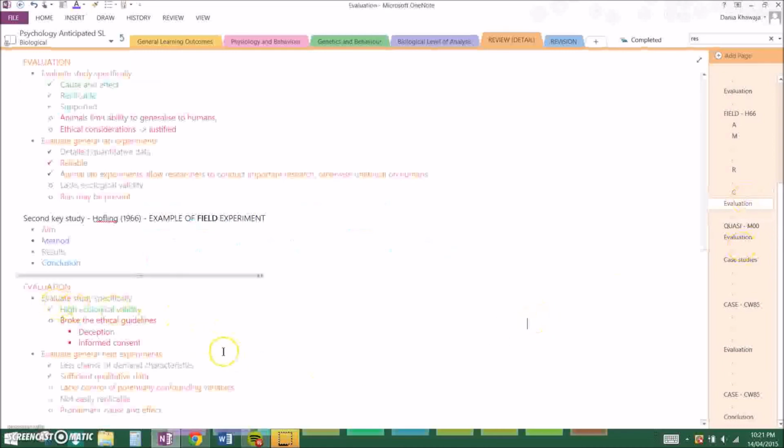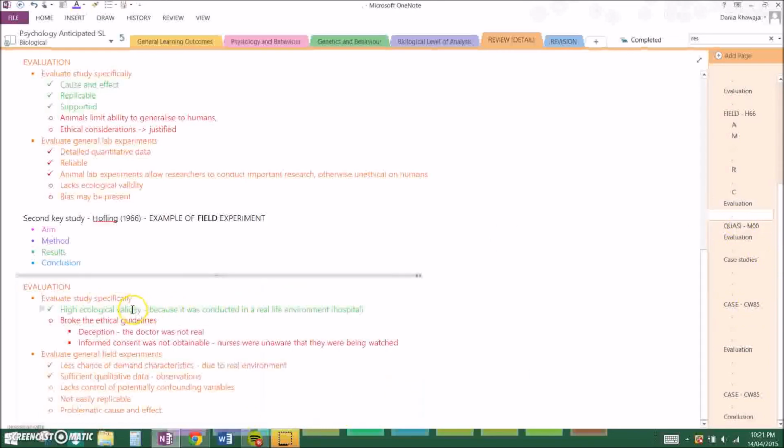And the evaluation was that it had high ecological validity, but it broke ethical guidelines, for example, deception and informed consent. And this is just a general evaluation of field experiments. And it had high ecological validity because it was conducted in a real-life environment, the hospital, and deception because the doctor was not real, and informed consent was not obtainable because nurses were unaware that they were being watched.